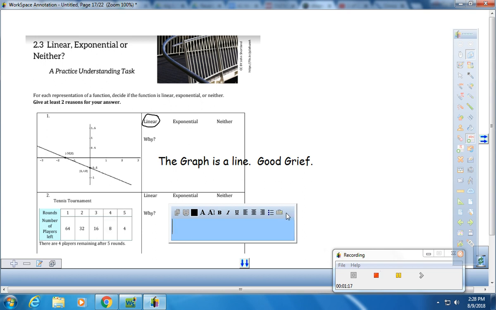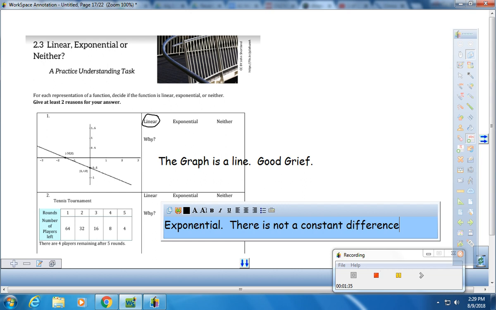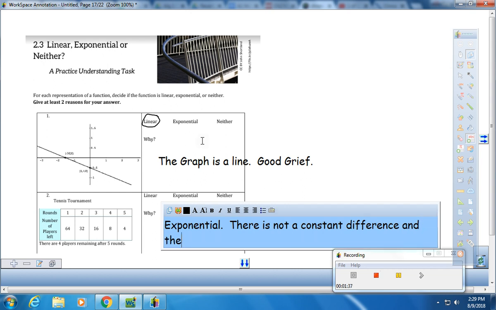Okay? Notice, how did we get from 64 to 32? Well, we divided by 2, or we multiplied by a half, excuse me. And how did we get from 32 to 16? We multiplied by a half. So that makes this exponential. There is not a constant difference, and there is a constant ratio. All right, moving on.